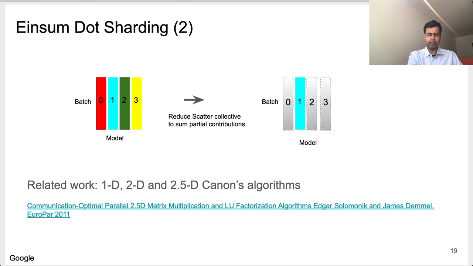Note, we can use various algorithms presented in literature, for example, the 1D, 2D, and 2.5D Cannon's algorithms. The one I presented is very similar to 1D Cannon's algorithm. The 2.5D Cannon's algorithm can reduce communication by storing more data and replicating more, and such opportunities could be used to reduce communication overheads, even in transformers.